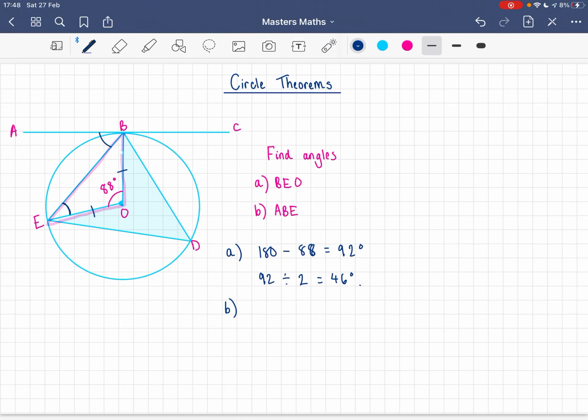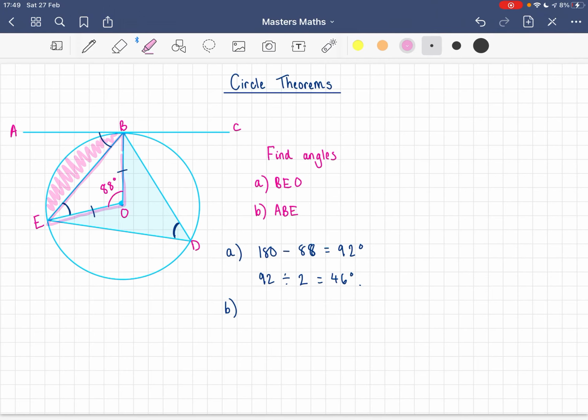Alternate segment theorem says that the angle in the opposite segment is equal to the angle between the chord and the tangent. This is the angle in the opposite segment. Okay, so if I use a highlighter, this part here is the segment that our chord BE is making. So the angle created on the opposite side is the same as the angle between the chord and the tangent. So this angle EDB is going to be the same as the angle between the chord and the tangent.